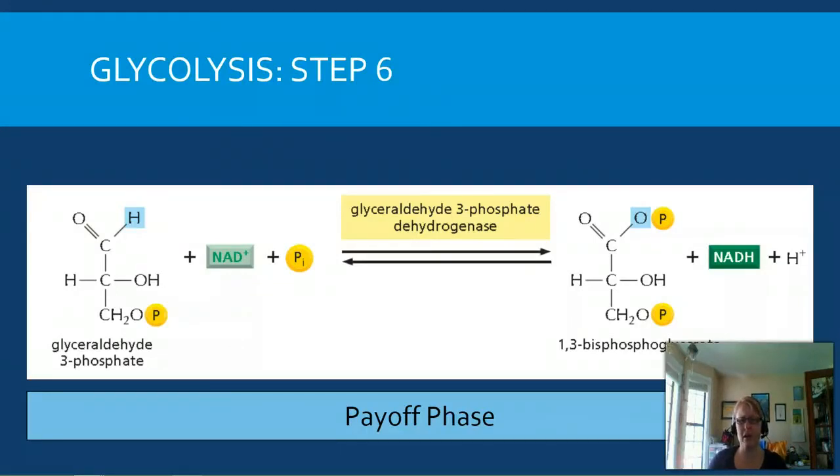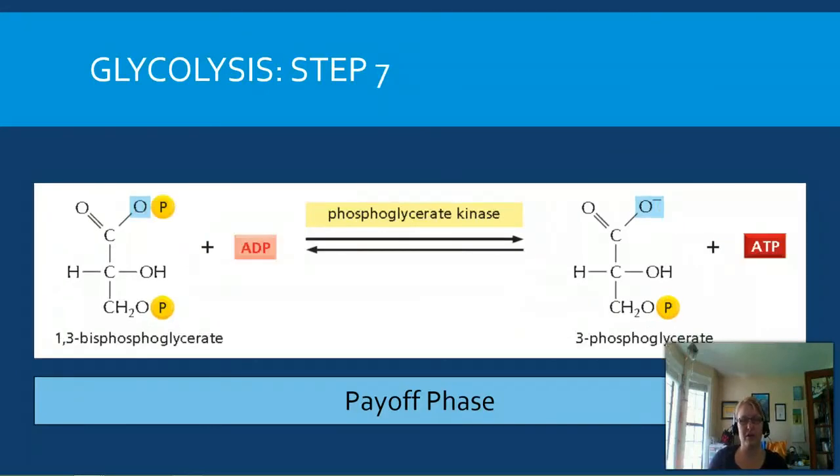Now remember, we're going to have this process occur twice because we have 2 G3P molecules at this point. So everything from step 6 on is going to occur twice, even though we're only going to talk about it happening once. So in this step, what we see here is the NAD plus is going to gain an electron, and we're going to add a phosphate group to make NADH. And so we end up with 1,3-bisphosphoglycerate. So the new sugar has 2 phosphates, and NADH has come off and now has a charged electron that it can take to the electron transport chain to use.